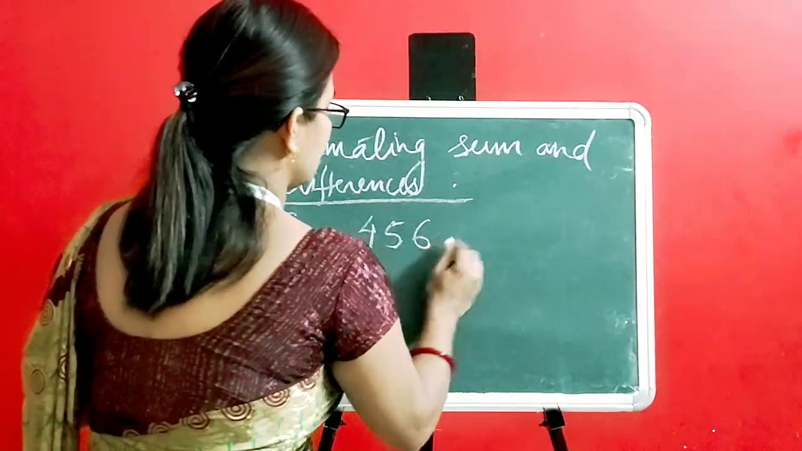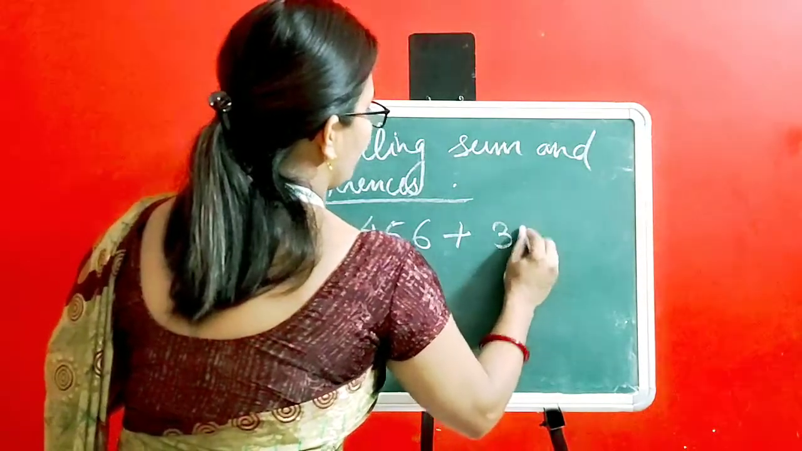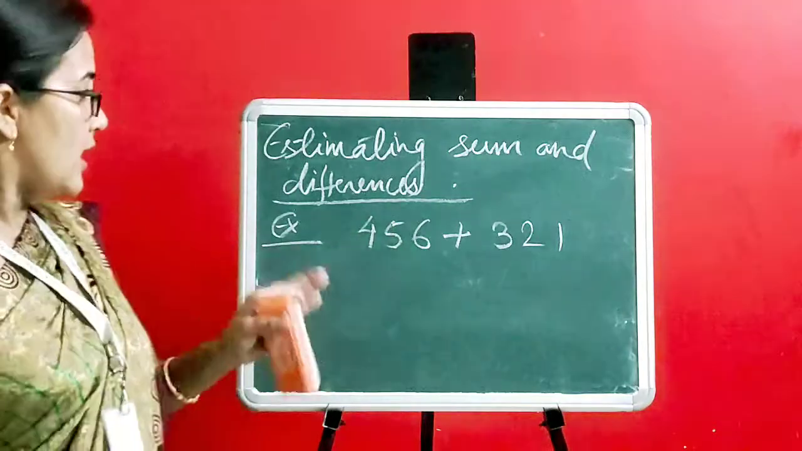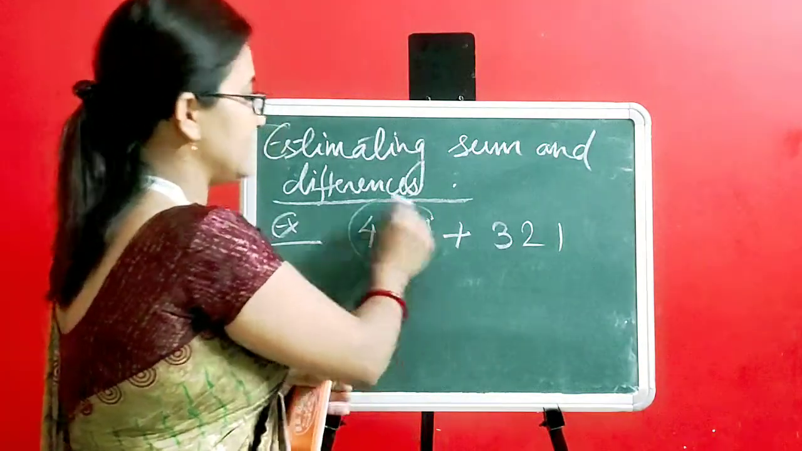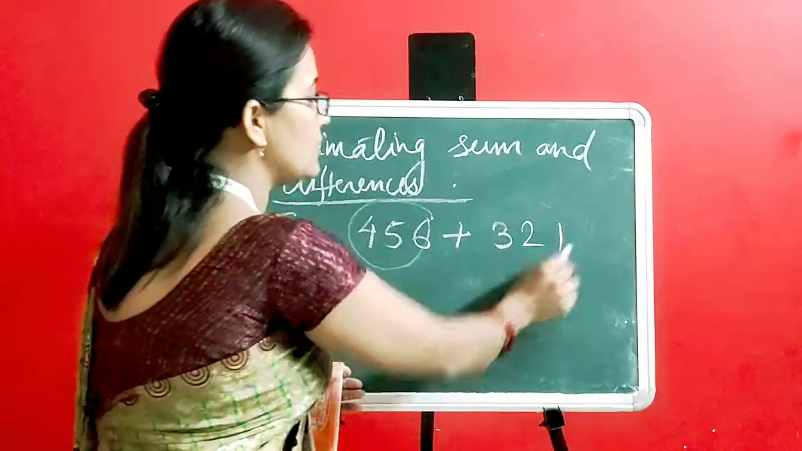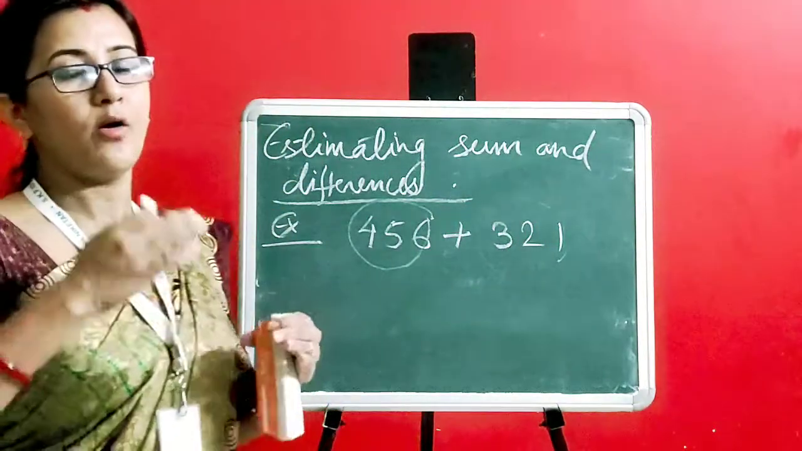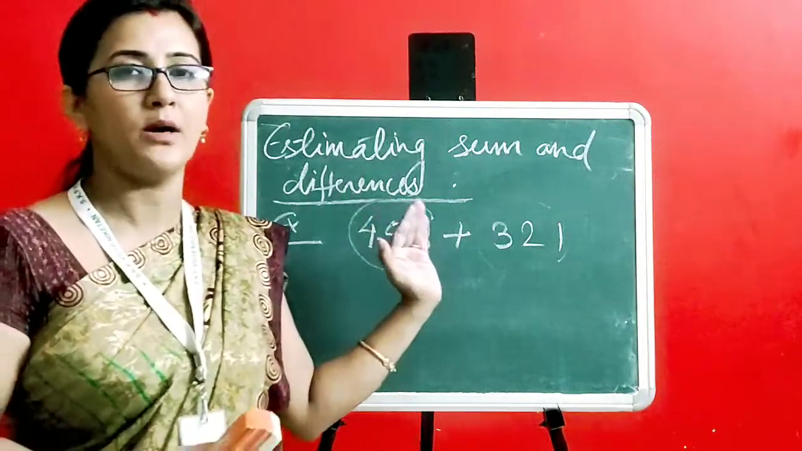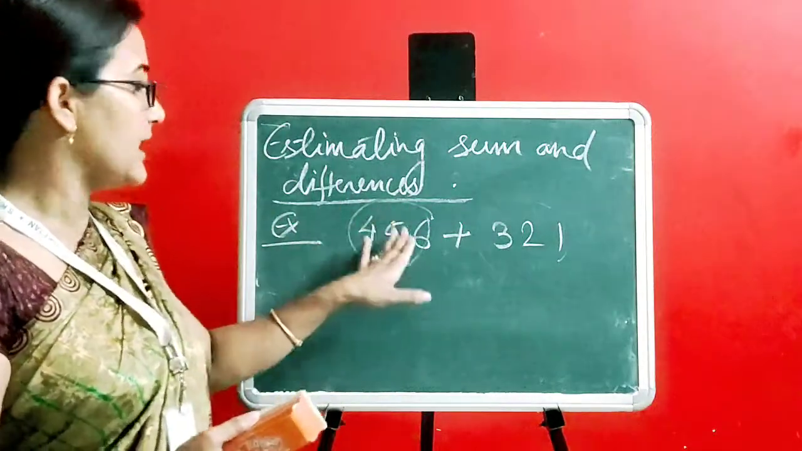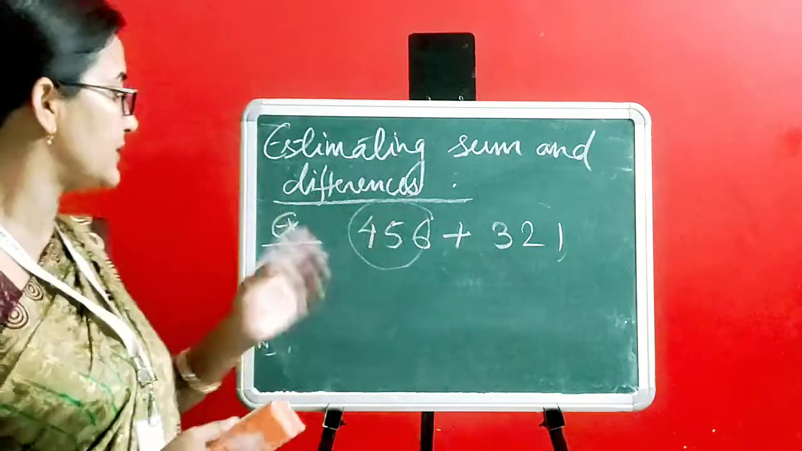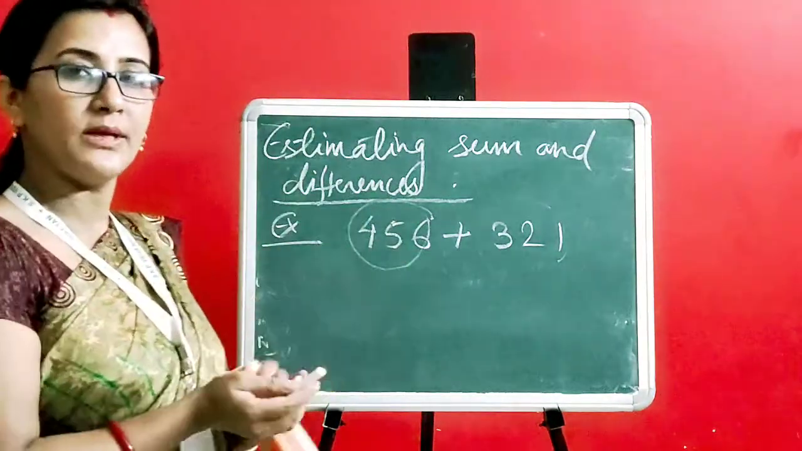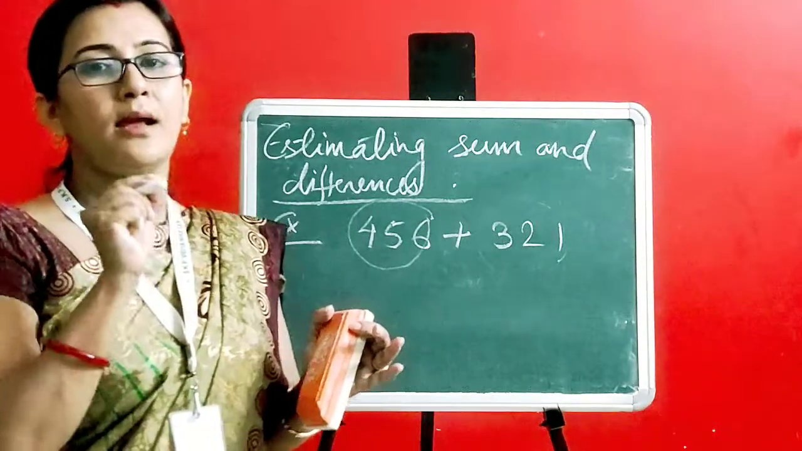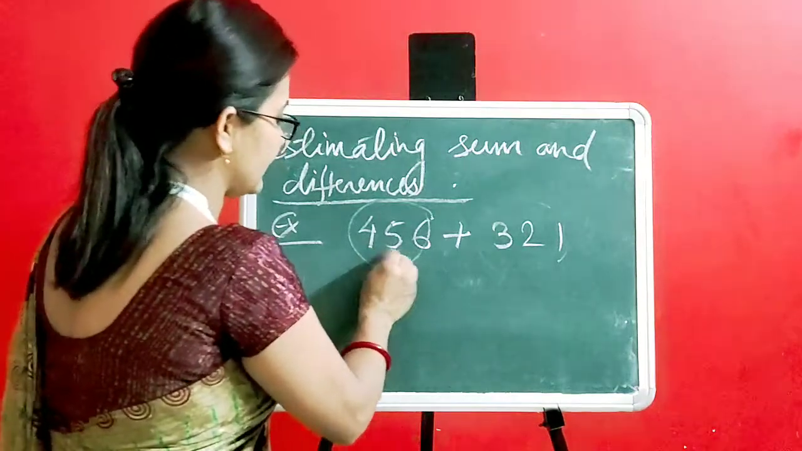Now what will you do? How will you add this? Since this is a 3-digit number and that is also a 3-digit number, we will round each number to the nearest 100. To round a number to the nearest 100, what do we have to do? We have to check the digit in the tens place. So in the tens place, here it is 5.